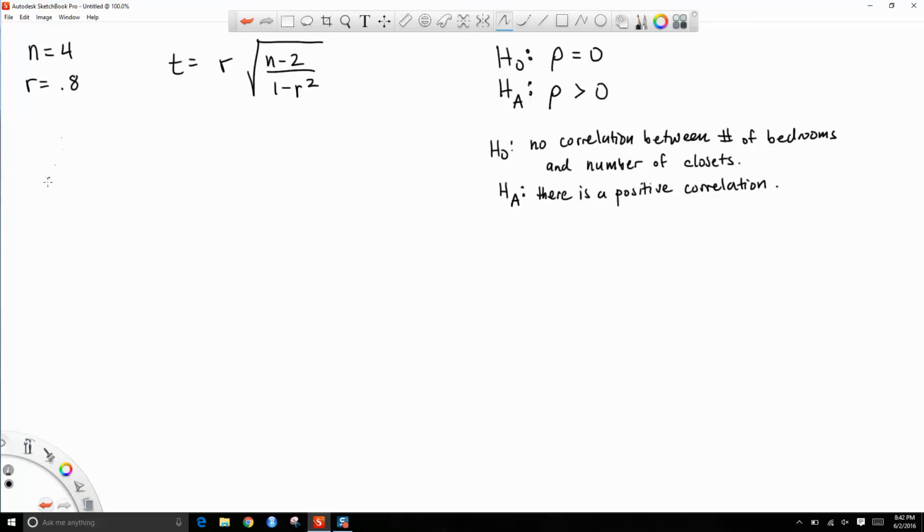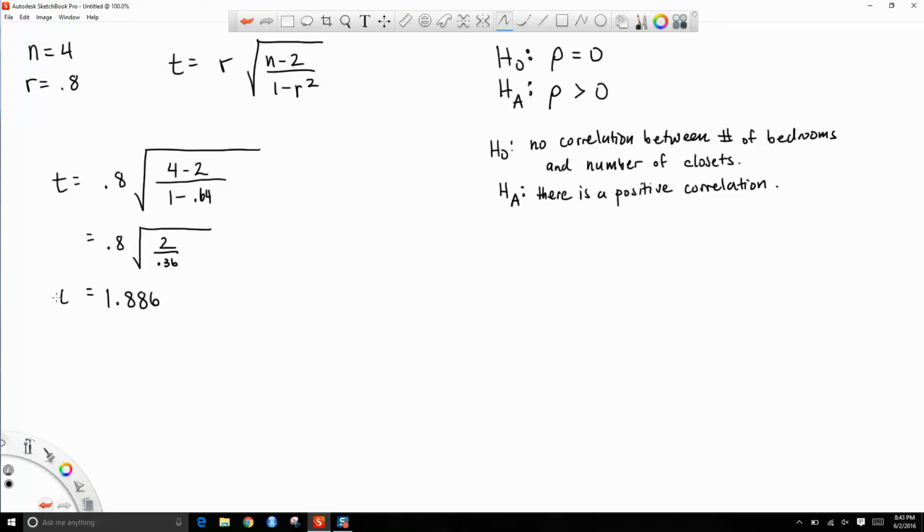And so our test statistic will be 0.8 times the square root of 4 minus 2 divided by 1 minus r squared, which is 0.64. So I have 0.8 times the square root of 2 divided by 0.36. And what does this come out to be? I'm getting 1.886, something like that.